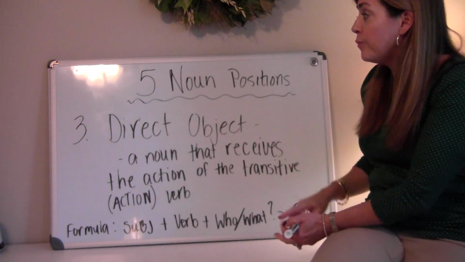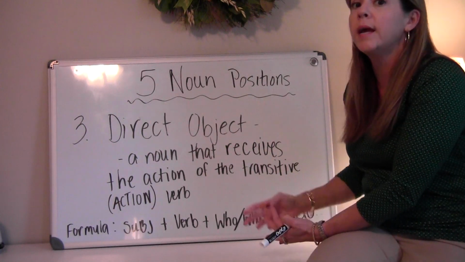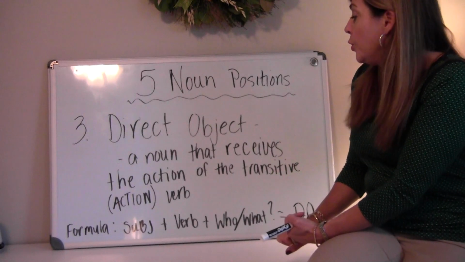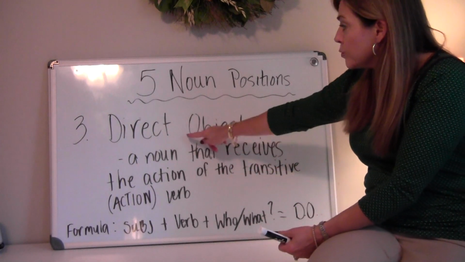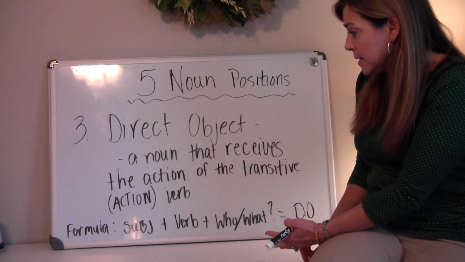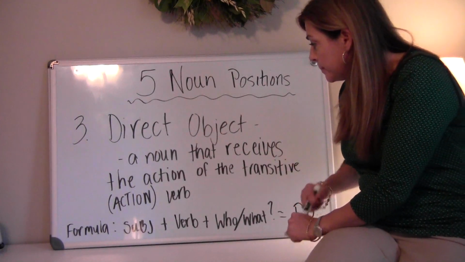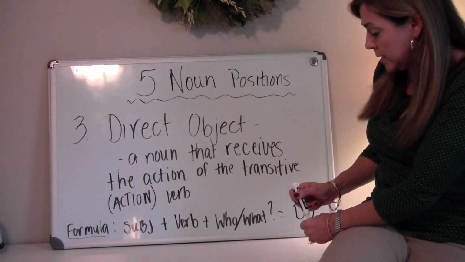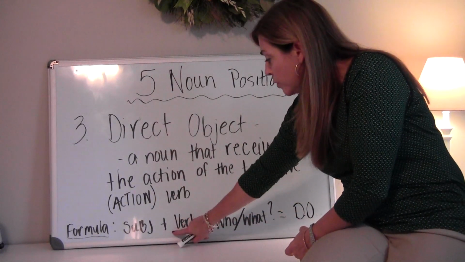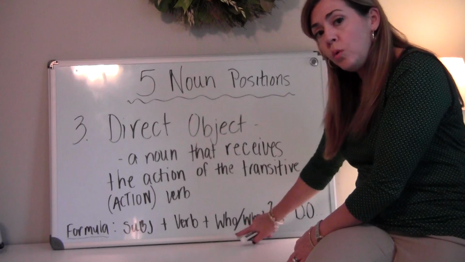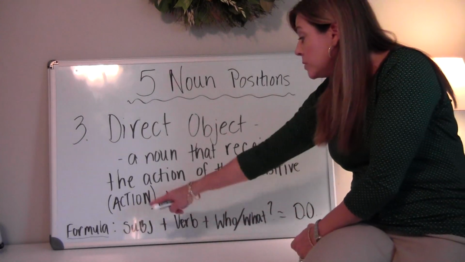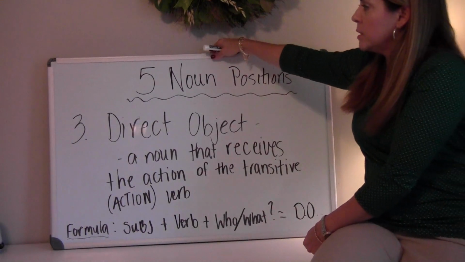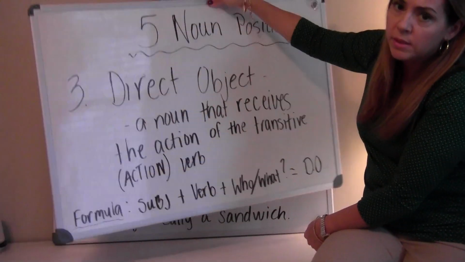So just like we had a formula to find our subject and the object of the preposition, we have a formula to find the direct object in a sentence. And your formula is, underline formula: subject plus a verb plus who or what. The answer to this question is going to give you the direct object. So let's take a look at a few sentences.